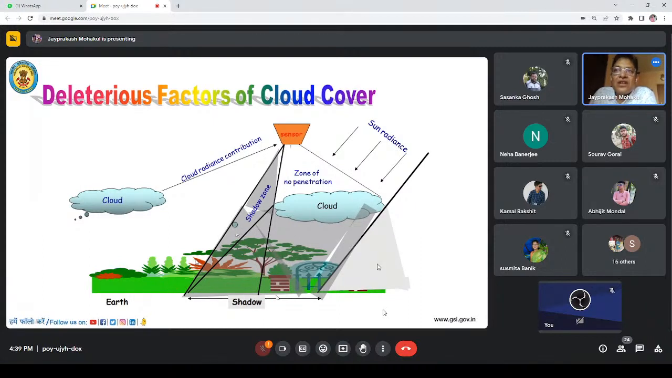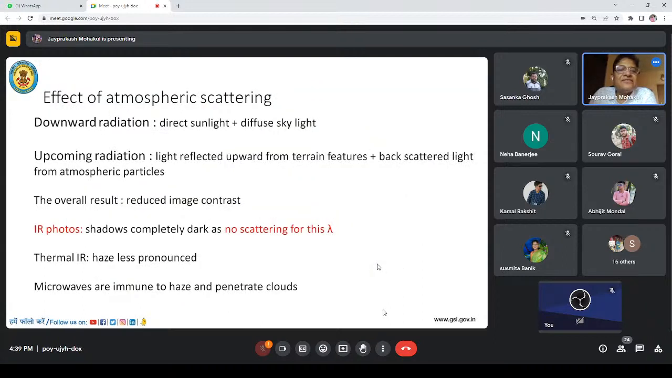So this is one of the reasons why microwave remote sensing is so important for quick assessment of floods and all that, because when you have a major flood, invariably those areas will have a lot of clouds, right?